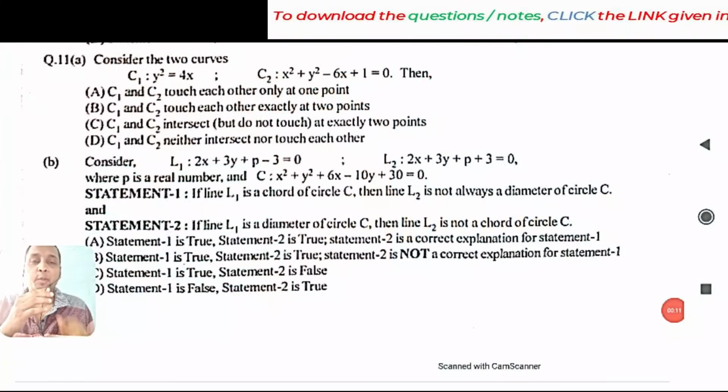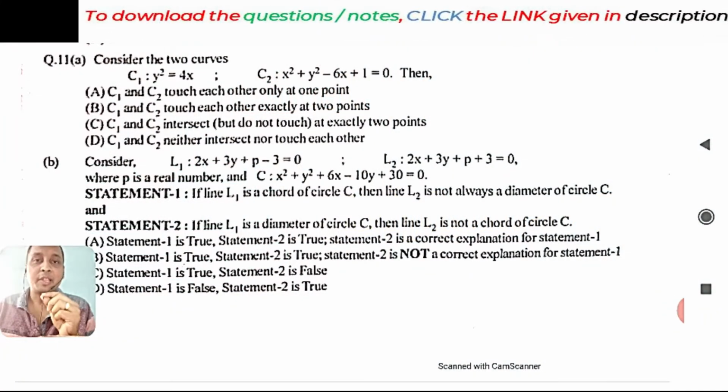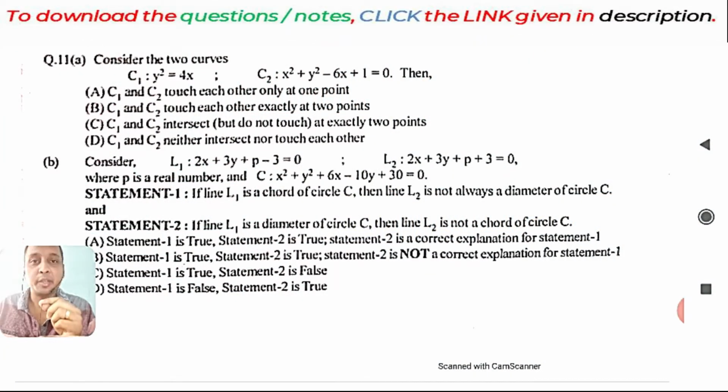Okay students, welcome to this new lecture on advanced level maths where we are solving previous year IIT JEE questions. So today we will be solving two questions, question number 11a and 11b. Okay, then let's try to solve these questions.